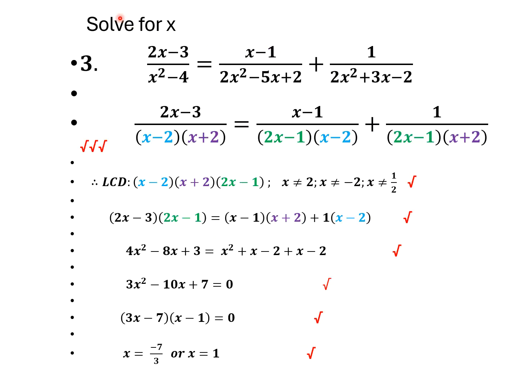So number 3, solve for x. So this here is more complex. We're going to test your factorization skills. We're going to have to use the brackets to find the LCD. So I have (2x minus 3), my apologies, divided by (x squared minus 4) equals (x minus 1) divided by (2x squared minus 5x plus 2) plus 1 divided by (2x squared plus 3x minus 2).